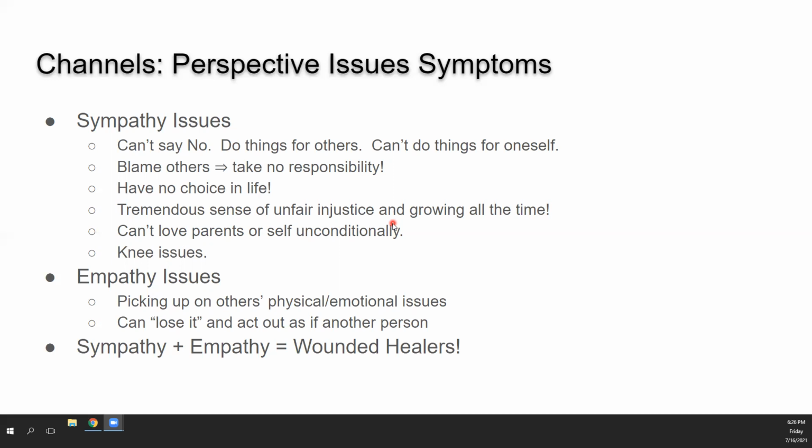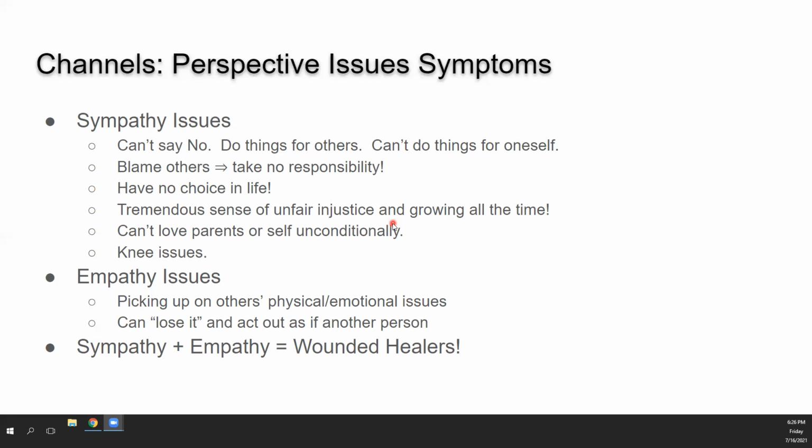So if we sympathize a lot, we feel like we have no choice in life. We feel like victims. We feel like certain populations are victims, and certain populations are aggressors. They take advantage of the other group. We see this in politics all the time, and we tend to have a tremendous sense of unfairness or injustice that is growing all the time.